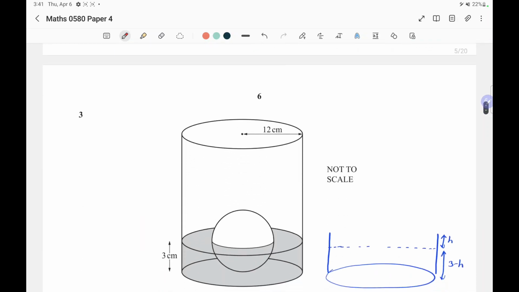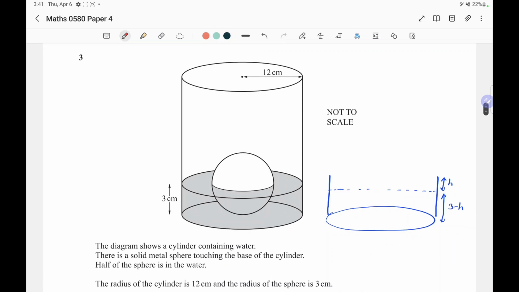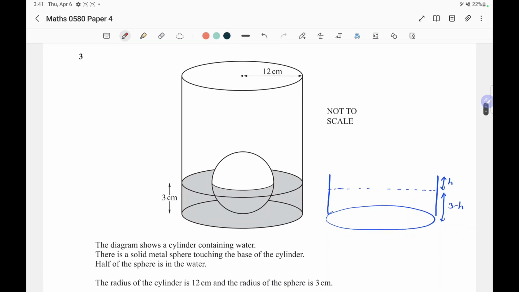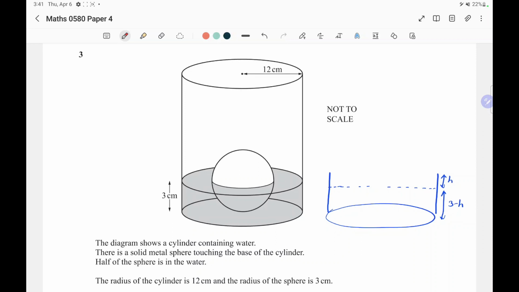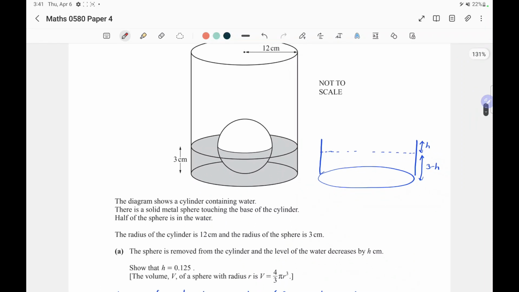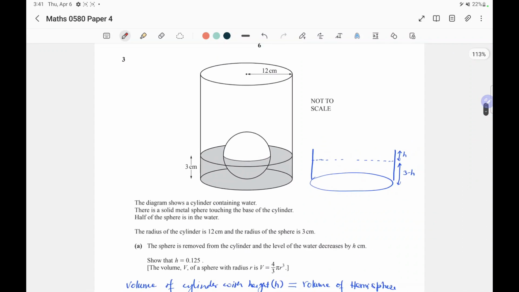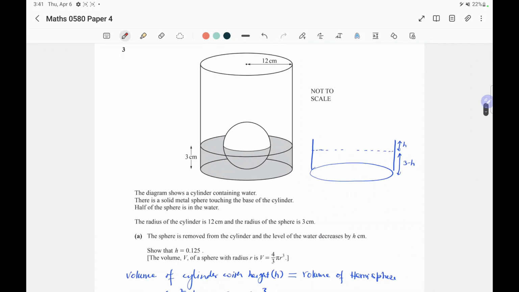Okay, so now let's move to the next question. That's question number 3. It seems a good question according to the figure and the diagram which is mentioned, but let's go deeper inside the question and check what's written here. The diagram shows a cylinder containing water, and there is a solid metal sphere touching the base of the cylinder. Half of the sphere is in the water.